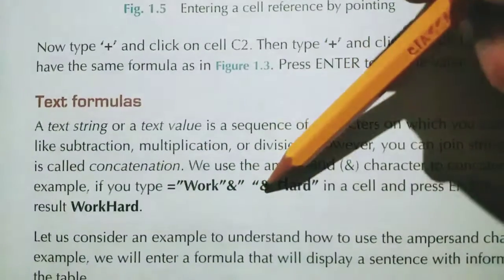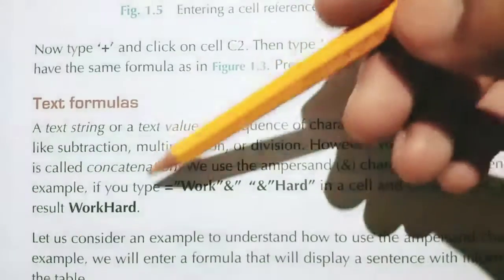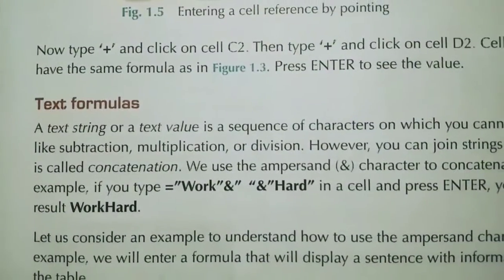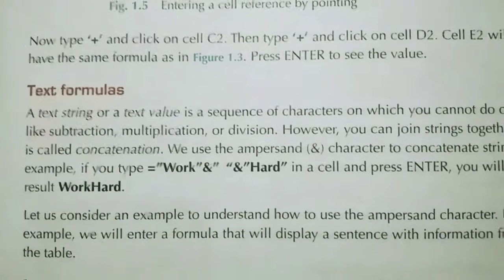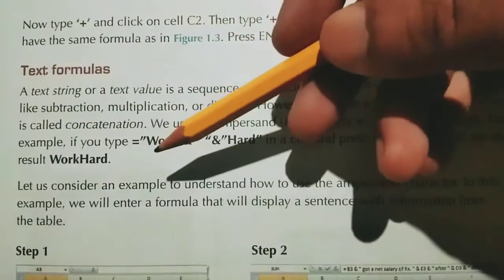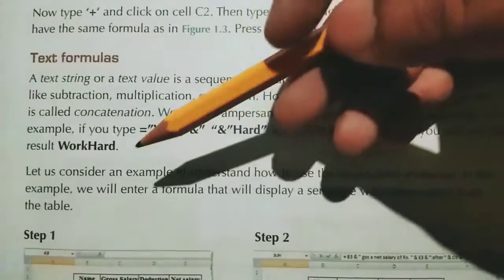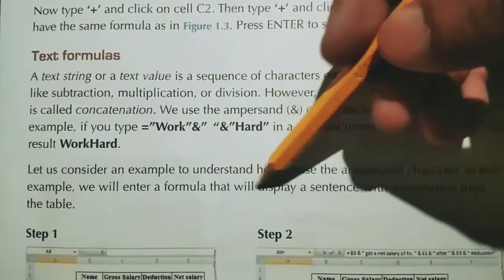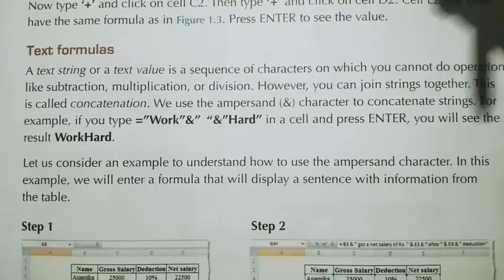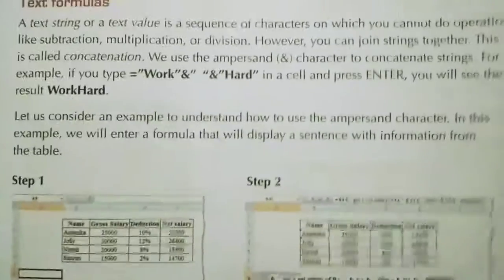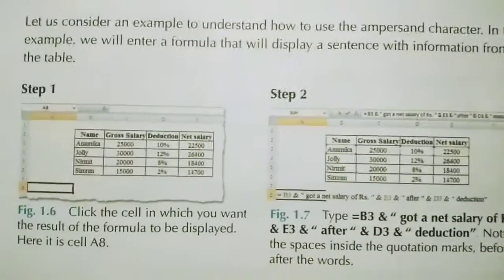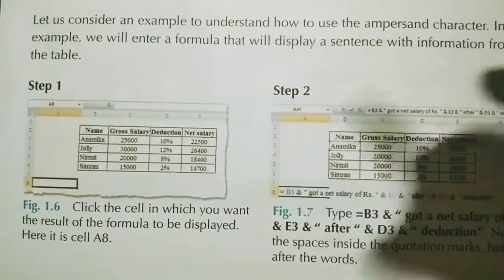This symbol, the ampersand symbol, is called concatenation, string concatenation. Understood? Now this is the text formula. Let us consider an example to understand how to use the ampersand character. In this example, we will enter a formula that will display a sentence with information from the table. You will see one example of how the ampersand character is used in this table.